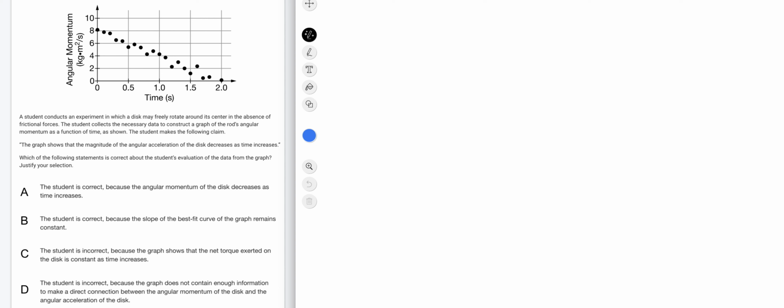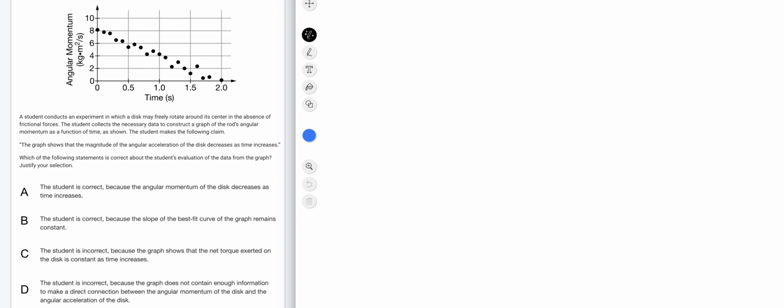Today we're doing an AP Physics 1 multiple choice question in Unit 7, so let's get right into it. A student conducts an experiment in which a disk may freely rotate around its center in the absence of frictional forces. The student collects the necessary data to construct a graph of the rod's angular momentum as a function of time as shown. The student makes the following claim. The graph shows that the magnitude of angular acceleration of the disk decreases as time increases. Which of the following statements is correct about the student's evaluation of the data from the graph?